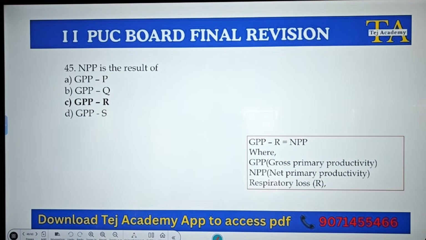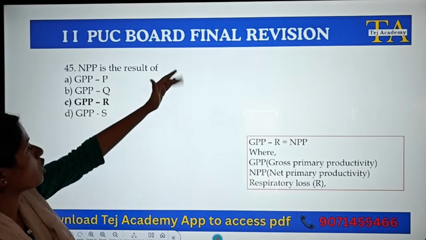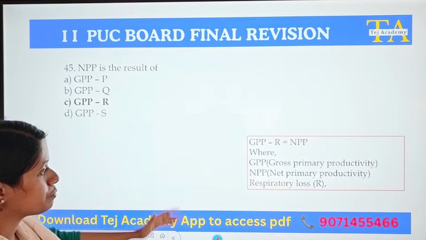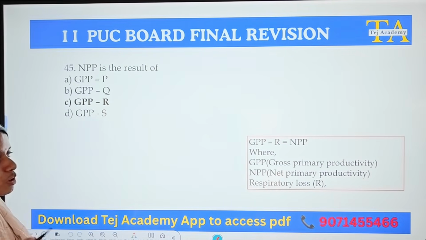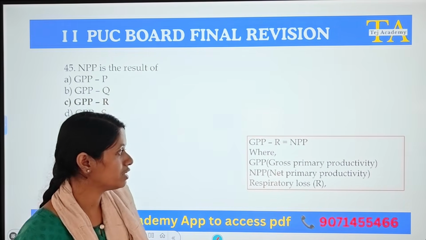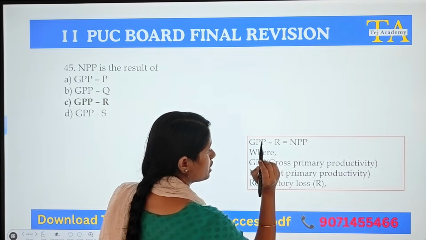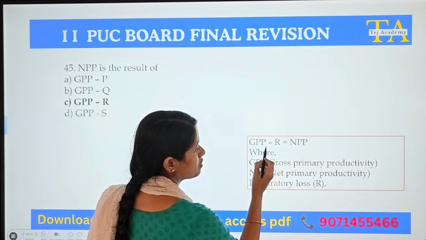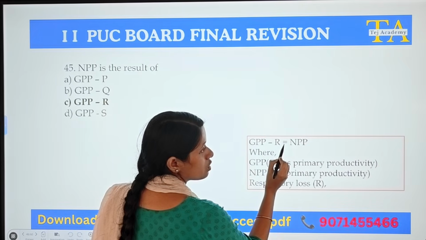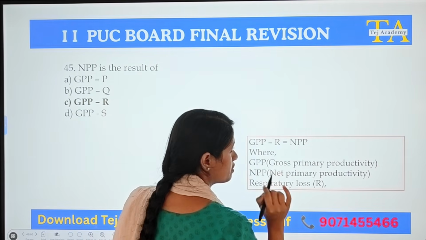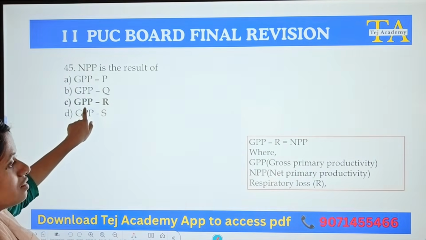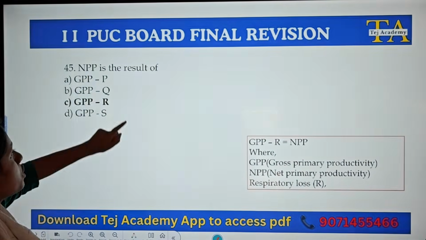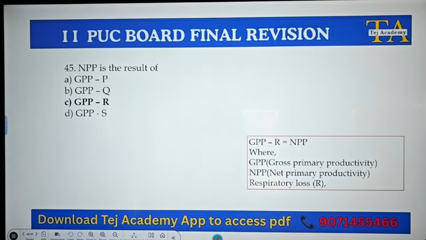The next question is related to the previous question. NPP is the result of, what is NPP? NPP is the net primary productivity. And there is a formula that you might also be aware of, GPP minus respiratory loss. Gross primary productivity minus respiratory loss will give net primary productivity. And you can say that this is the same formula that is asked. So NPP equals GPP minus R. This is the answer.